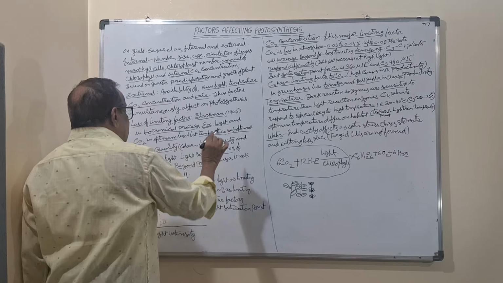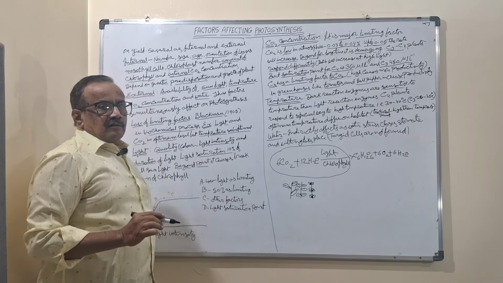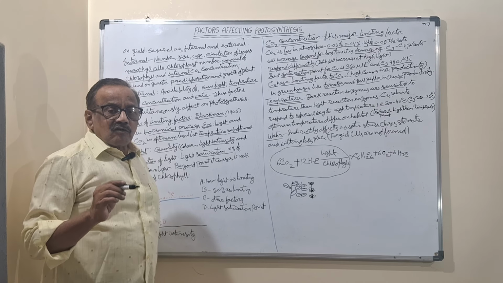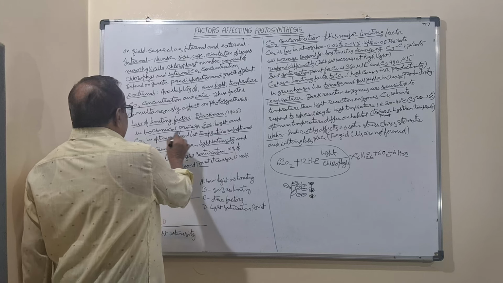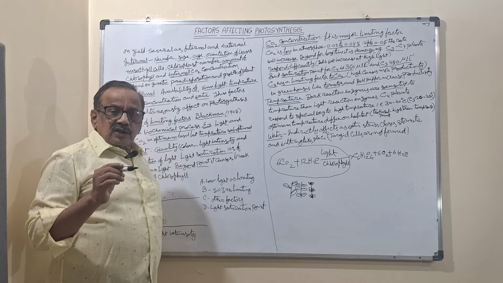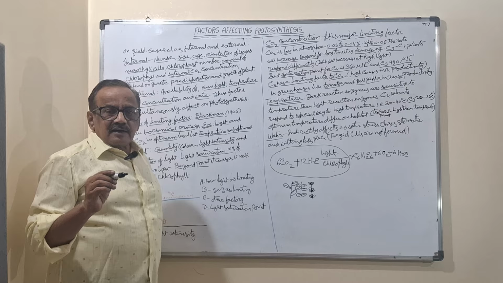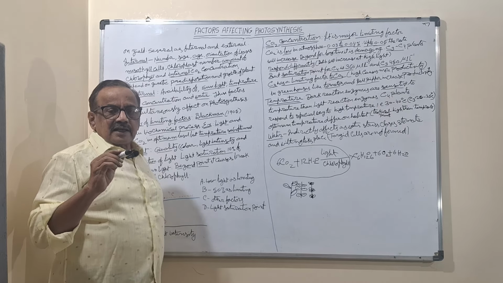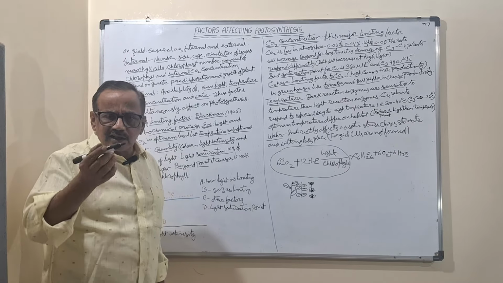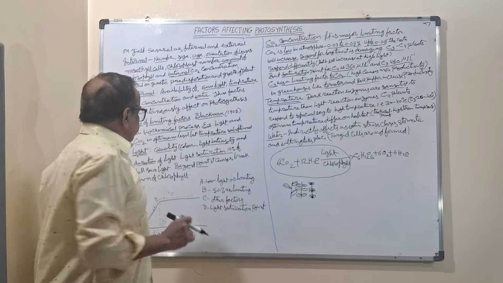Now we'll see Blackman's law of limiting factor. What is Blackman's law of limiting factor? When more than two factors are involved in a biochemical process, the factor which is below the suboptimum level will become the limiting factor, and because of that, the rate of productivity will decrease, meaning photosynthesis will decrease. That is the law of limiting factor by Blackman. Remember it, this is very important.